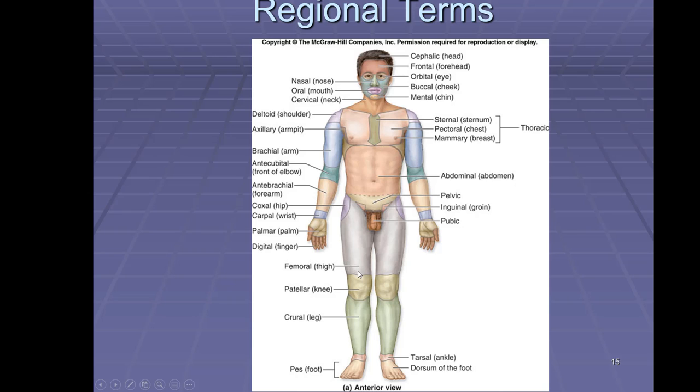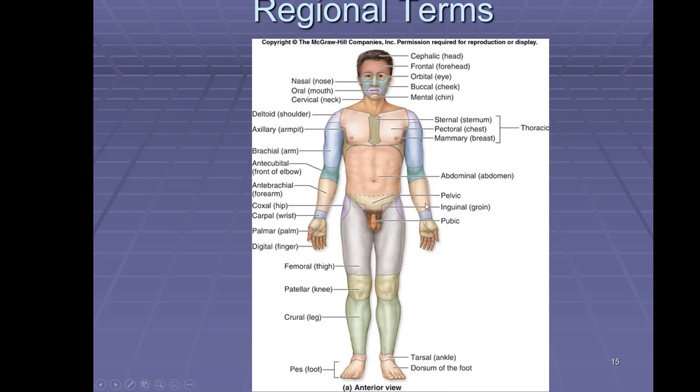Femoral means the thigh region. Patellar means the front of the knee, where the kneecap is. Crural means the lower leg. Sometimes another term is used here, sural, S-U-R-A-L. So crural or sural mean leg. Pes means foot. Sometimes ped, like pedal, P-E-D, is used also. Dorsum of the foot means the top of the foot. Tarsal means the ankle.